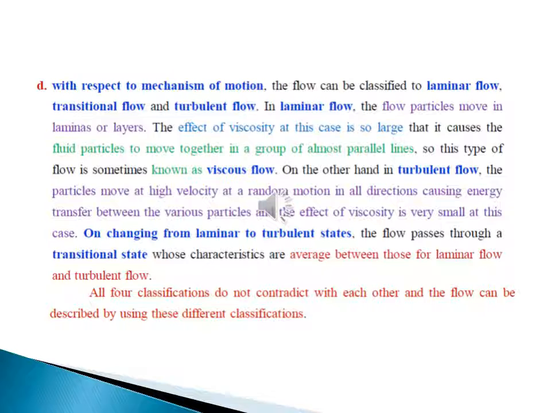The motion of fluids can be classified also according to the mechanism of motion, into laminar flow, transitional flow and turbulent flow. In laminar flow, the flow particles move in laminae or layers, while in turbulent flow, the particles move at high velocity in a random motion in all directions. On the other hand, transitional flow has characteristics that are average between those of laminar flow and turbulent flow.